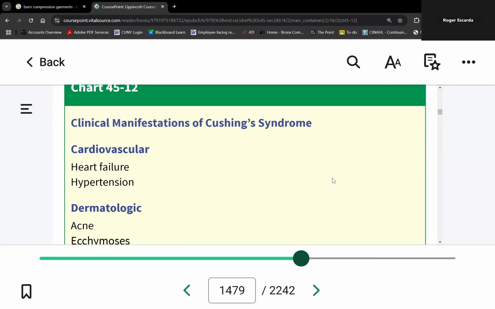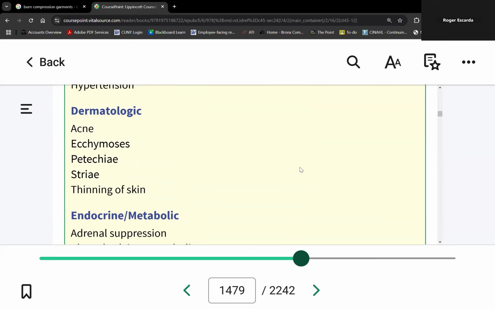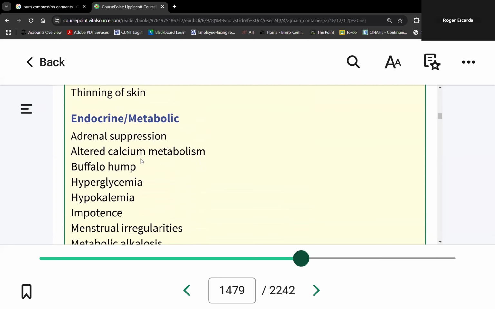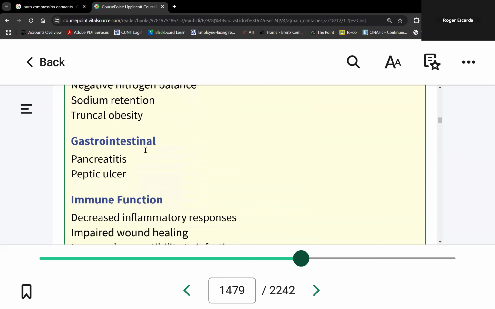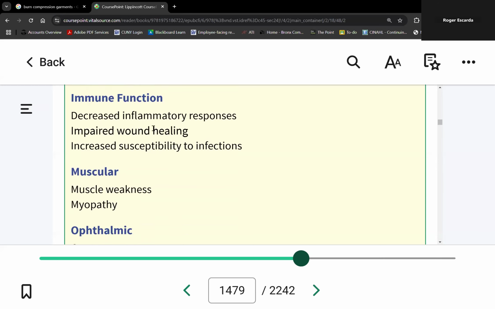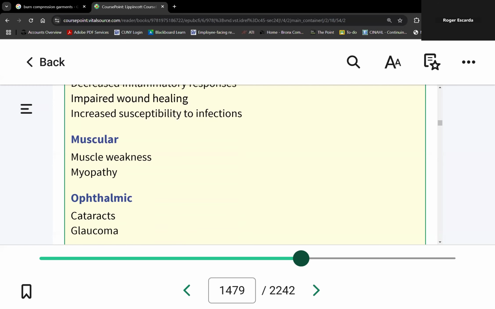And here are your complications. There's heart failure, hypertension, you start growing pimples again. So the stretch marks, thinning of the skin. These are the problems. Peptic ulcers, because this is a stress hormone, right? Your cortisol is high, so therefore acid production is also high. So you have peptic ulcers as a result. Impaired wound healing, meaning if these patients have to go to surgery, that could be a problem, because their stress hormone levels are so high, so there's immunosuppression, and that will cause impaired wound healing, and susceptibility to infection is also increased.